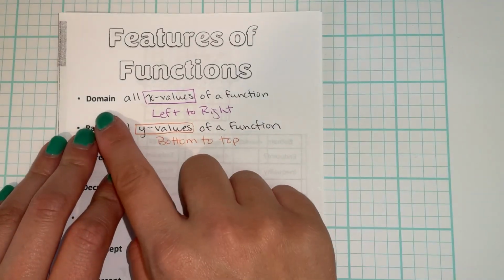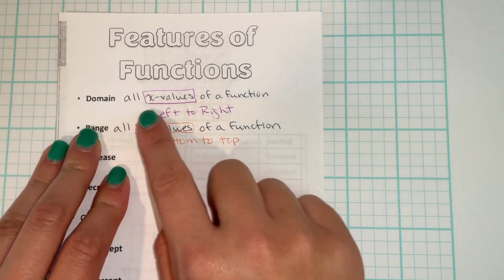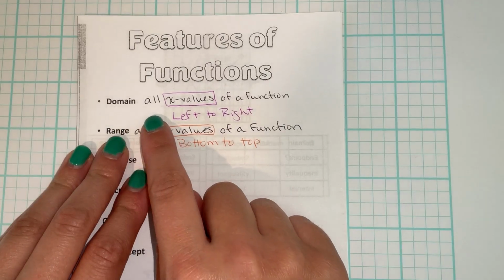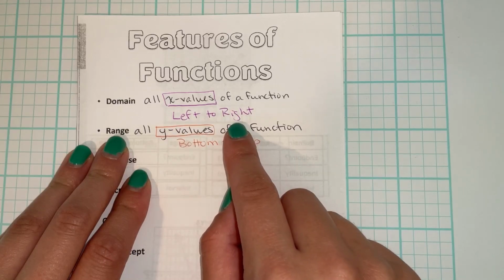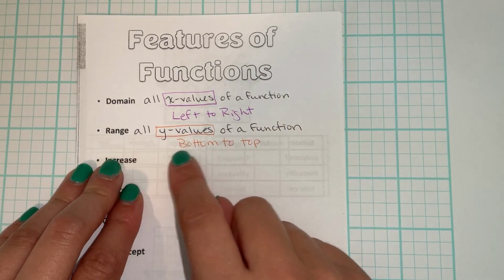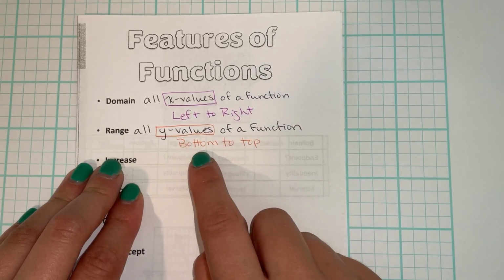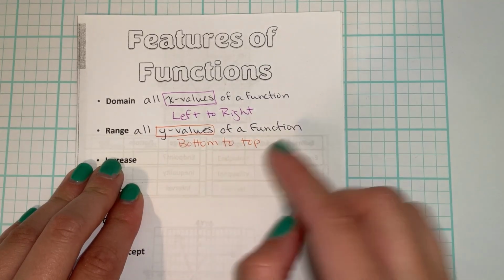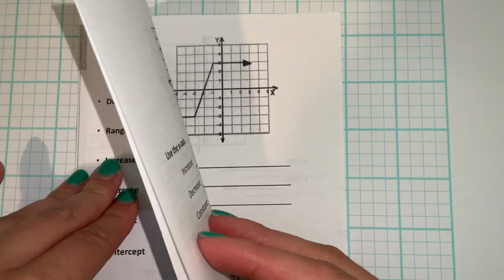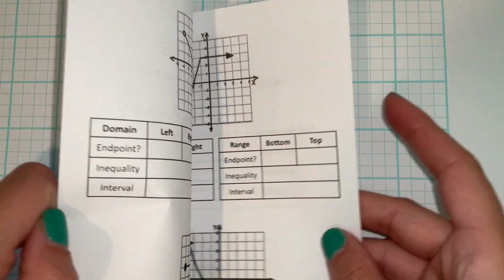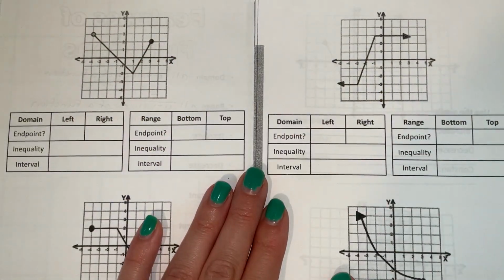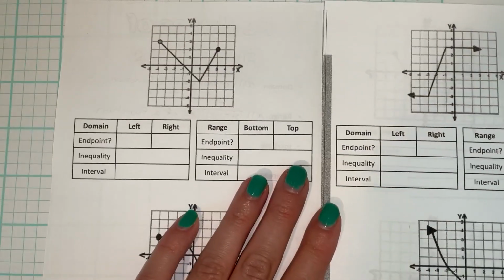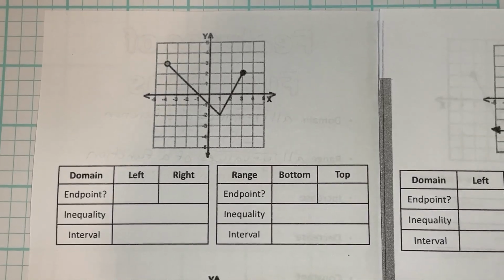What you're going to do is first write out what a domain is. A domain is all x values of a function, and this goes from left to right, like how you read graphs. A range is all y values of a function, and that's bottom to top. So that's all the definitions we're going to do. We are going to look at this first page all together. So let's start with domain, because that's the easiest.